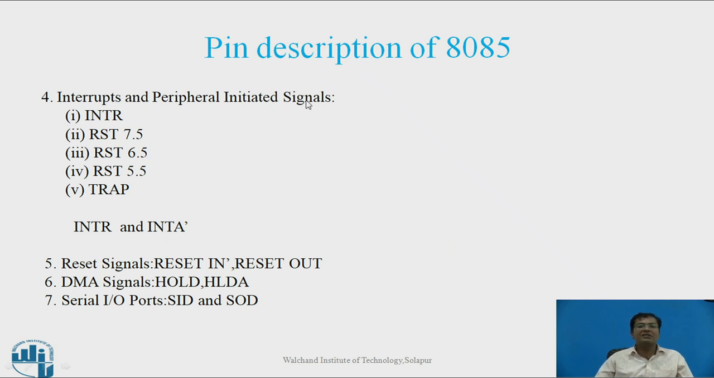Interrupts and peripheral initiated signals. The different interrupts are INTR, RST 7.5, 6.5, 5.5, and TRAP. And with respect to the INTR interrupt, there is an acknowledgement called INTA, which indicates interrupt acknowledgement. Reset signals are used, such as reset in and reset out. Reset in, which is active low, is going to reset the microprocessor. Reset out is going to reset the connected devices.